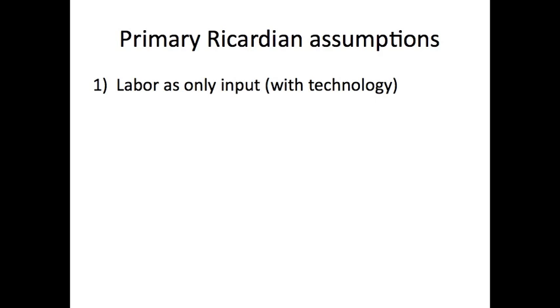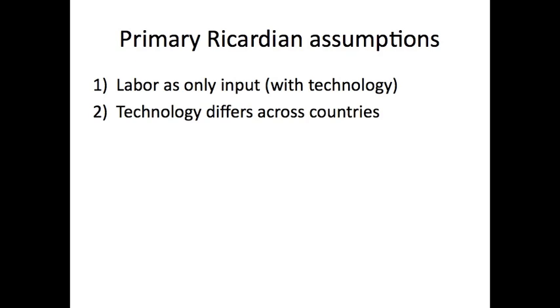First of all, labor is the only input used in the Ricardian model production. Technology is in the background, but labor is the primary and only input that we will be taking a look at. As noted before, we will allow technology to differ across countries. That will lead to differences in labor productivity, but the basic issue is that technology is different in the two nations.